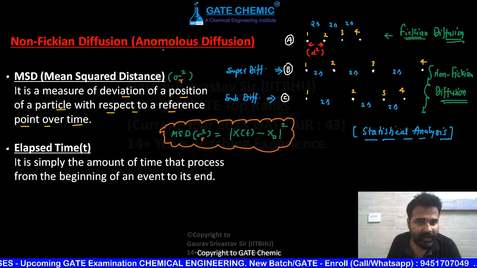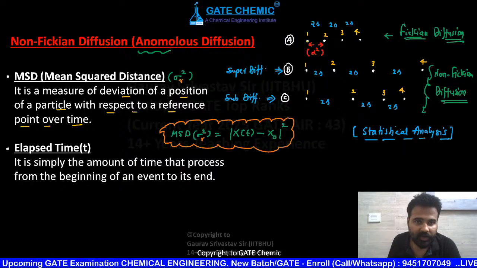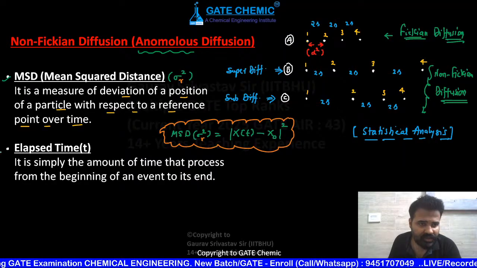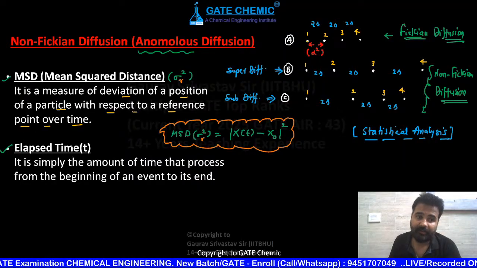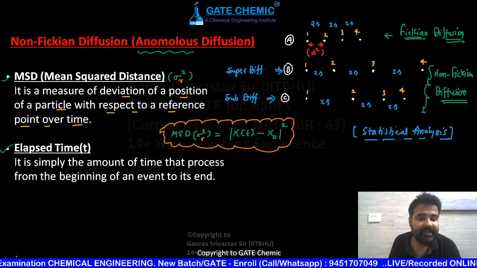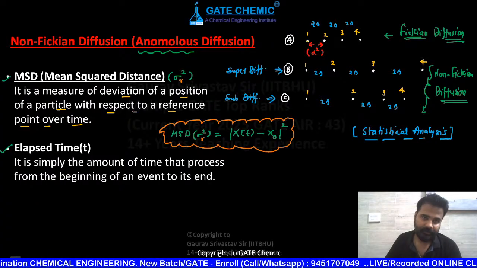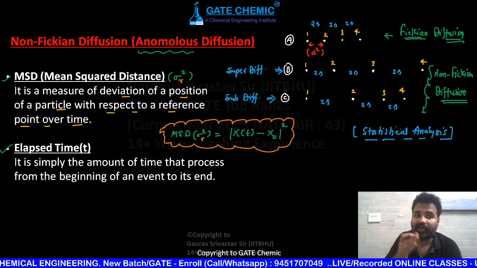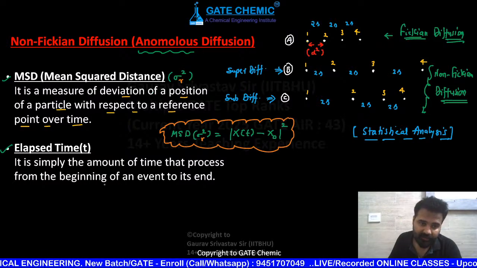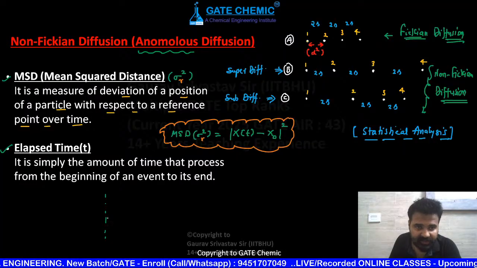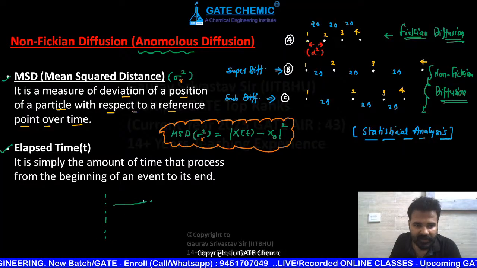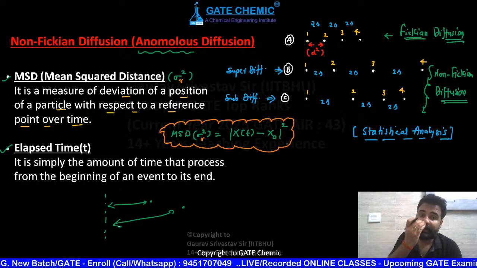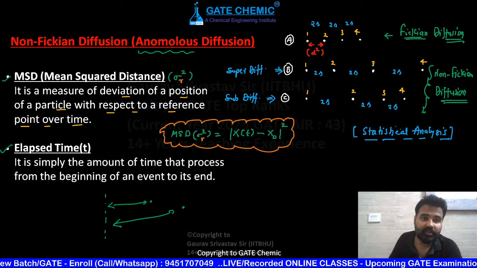Non-Fickian diffusion, also known as anomalous diffusion. What is anomalous diffusion? One question in GATE examination. 2 terms you need to consider: one is MSD, one is elapsed time. What is MSD? MSD is mean square distance. It is a measure of deviation of a position of a particle with respect to a reference point over time. Take some reference point, and from this place a particle is at some distance; here it is at this distance, there it is at that distance. This average deviation, how much deviation is happening, that is mean square distance.